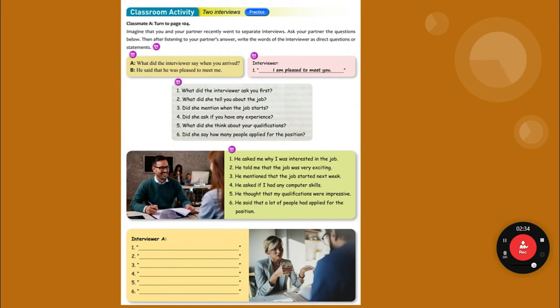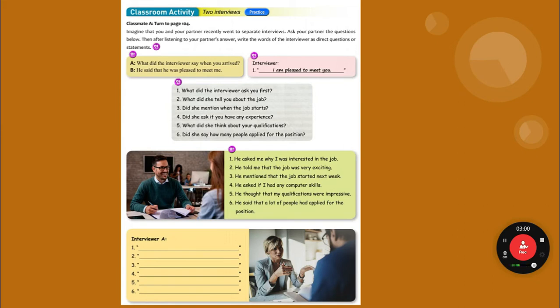6. Did she say how many people applied for the position? Apply means you put in a paper asking for the position and you talk about your qualifications. Position is, in this case, a job. He said that a lot of people had applied for the position. Okay.